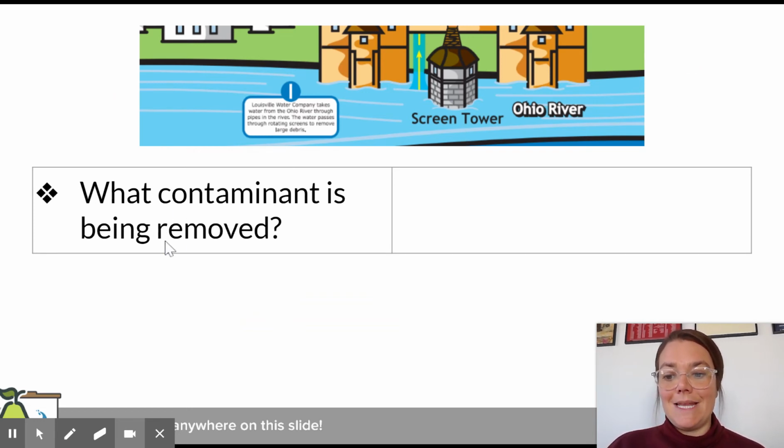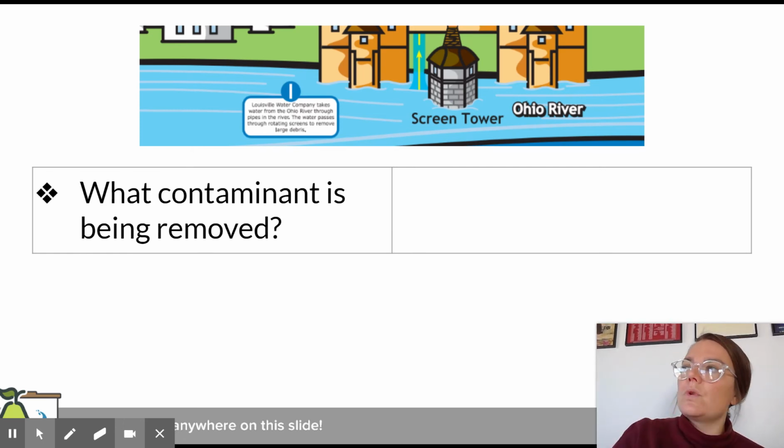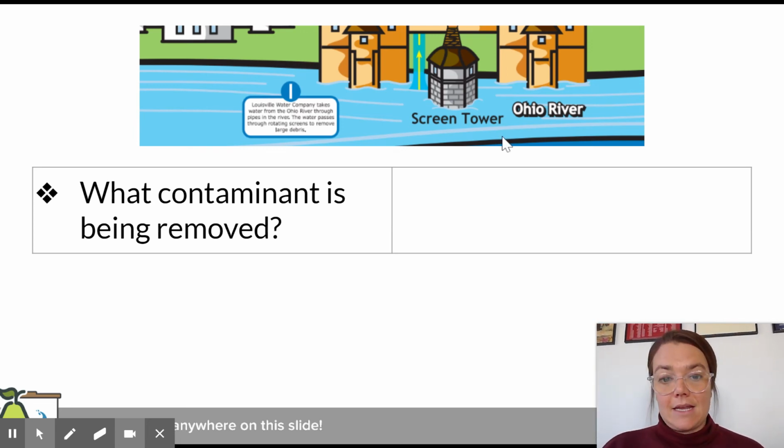Next, what contaminant is being removed? So again, it says the water passes through rotating screens to remove large debris. So what contaminants are being removed at this step? Large debris, exactly. So that could be things like trash, plastic, sticks, trees, tires, animals, any of that kind of stuff.